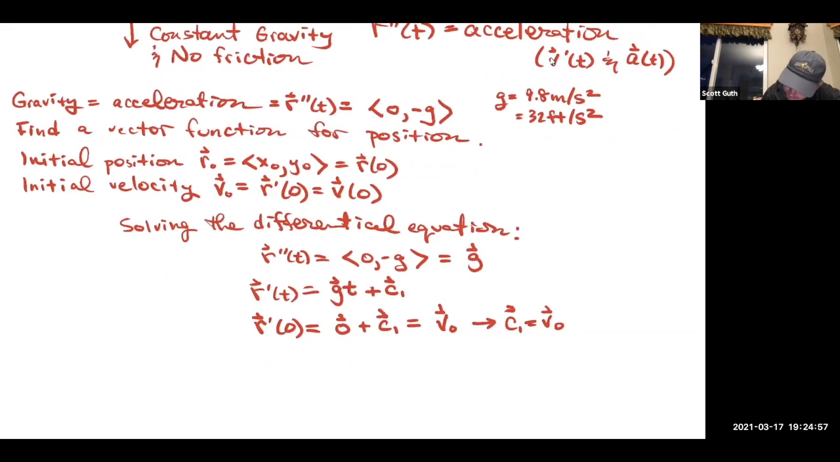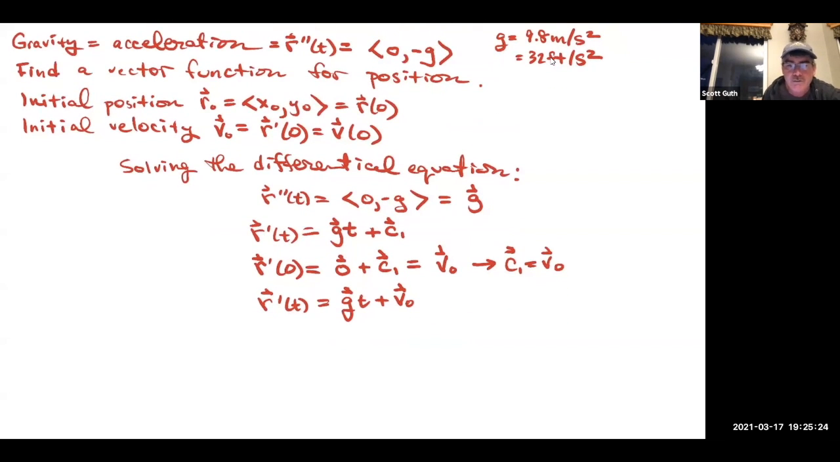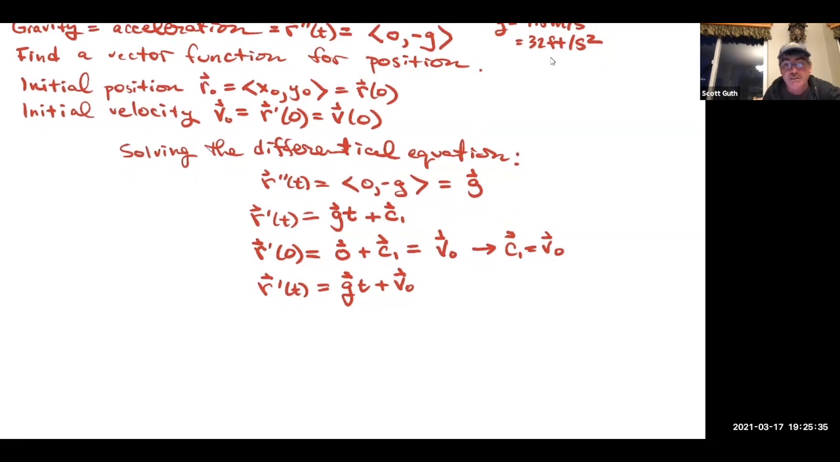So now we can say r prime of t is g t plus v sub 0. Okay, so I guess part of this is just for you to see that vector differential equations have a really similar solving process as a scalar differential equation. Nothing here is different from what you would have done if you had assumed it was a scalar function and just said, y double prime is equal to negative g or whatever. Just take two antiderivatives.